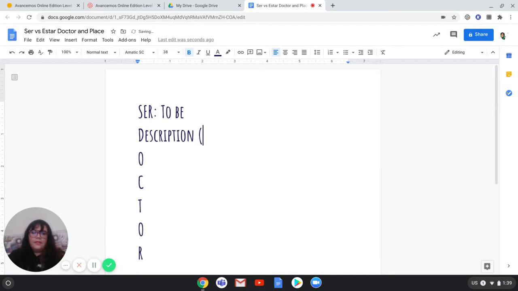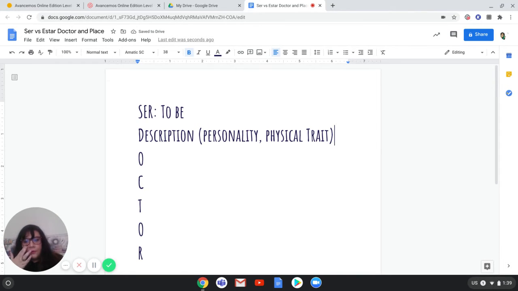description. So if that's a personality, or a physical trait. I misspelled that, that's my bad. If it's a physical trait, you're going to be using that sort of description. For O, that's what they gave you in the book. That's an origin. So if you forget what that means, it's where from, like where it originated.